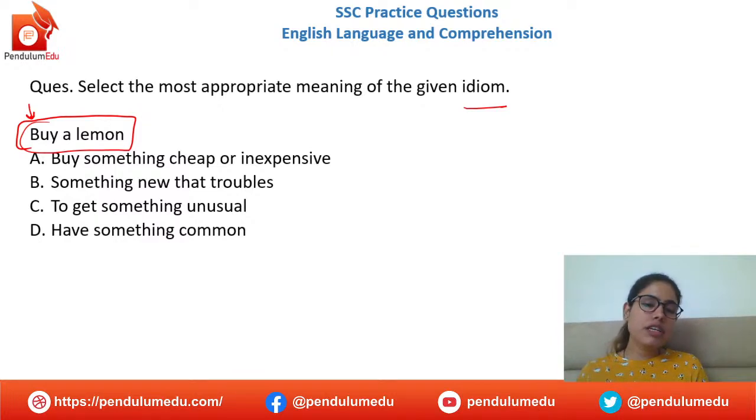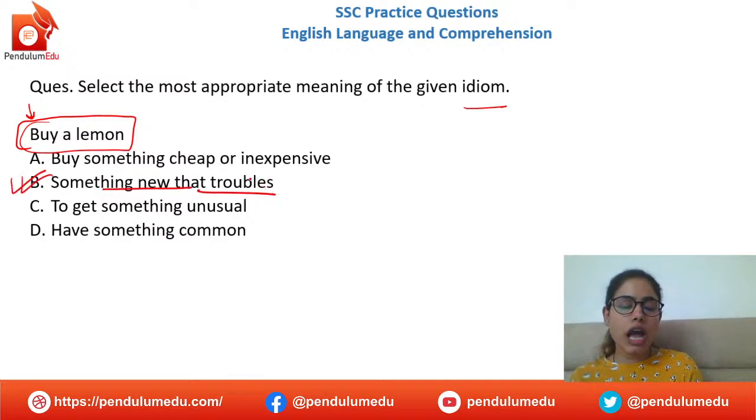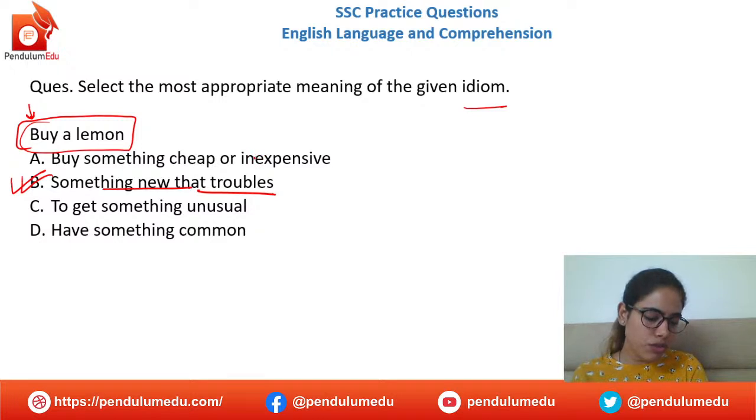Devesh says be something new. Absolutely, something new that troubles. Some new thing that is giving you a lot of problems, troubling you. So this means that you have bought a lemon. Okay, this is an idiom used.